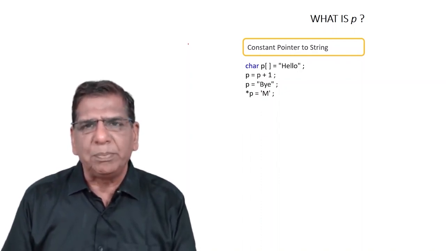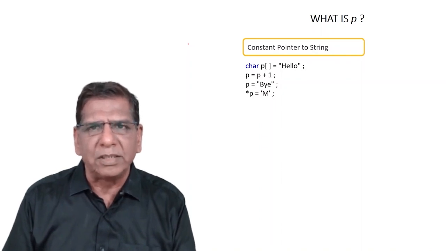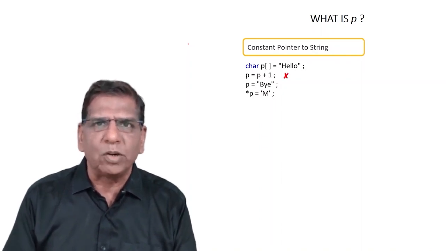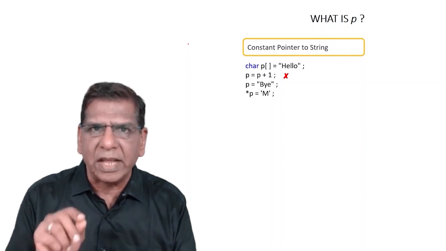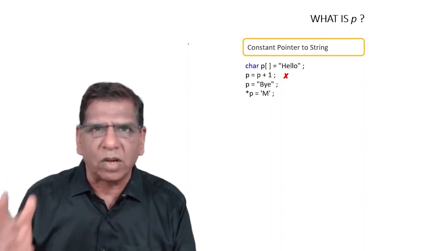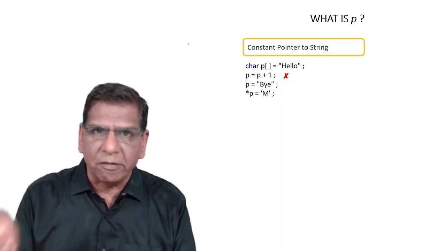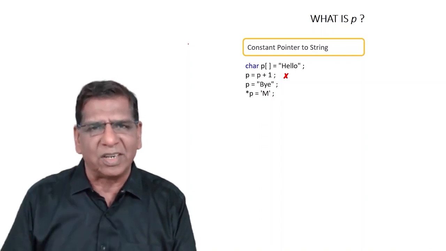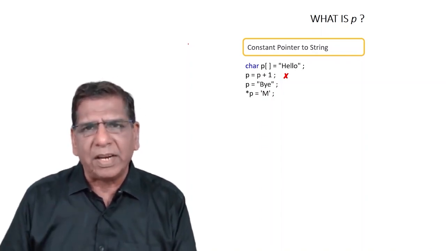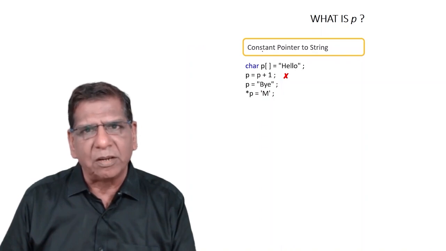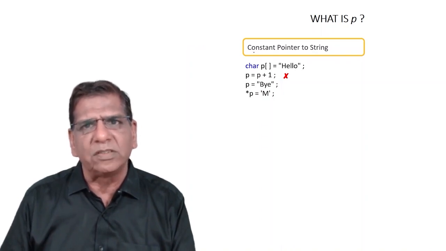So any attempt to say p = p + 1 will be rejected because p, I told you, is the name of an array, and the name of an array equal to something is always wrong. And why it is wrong is what you need to understand. The name of an array acts as a pointer, that is fine, but more correctly it acts as a constant pointer.